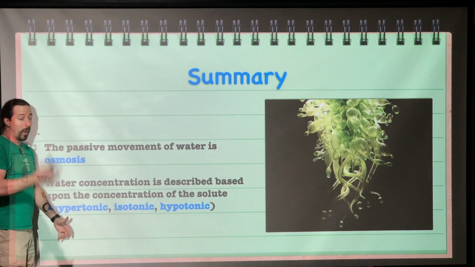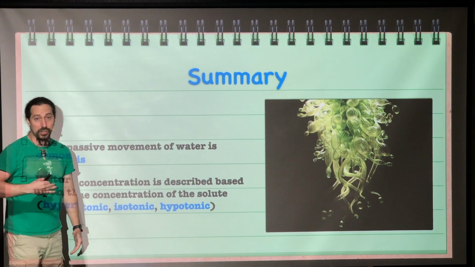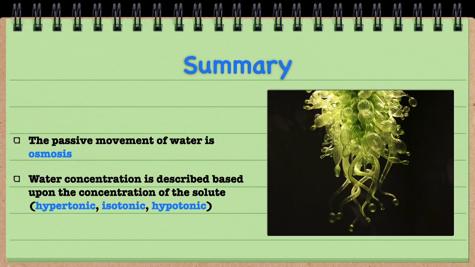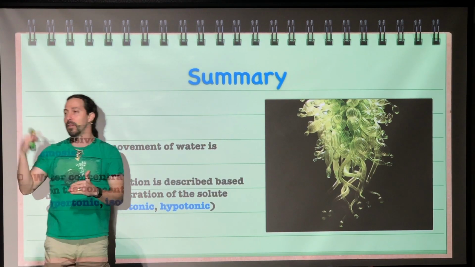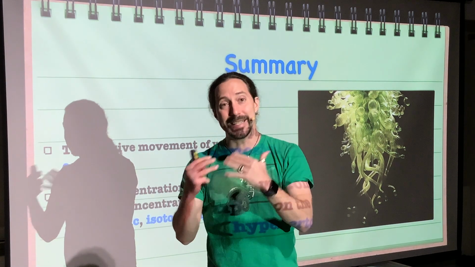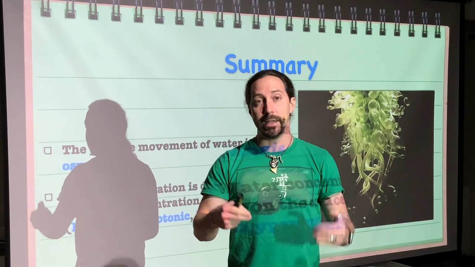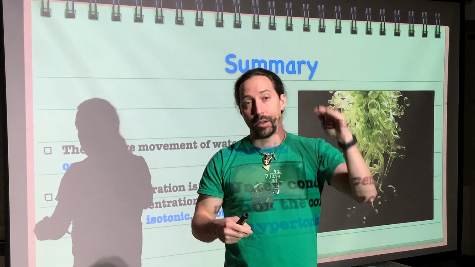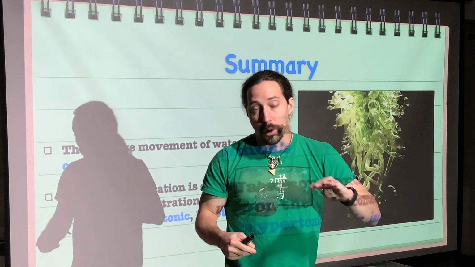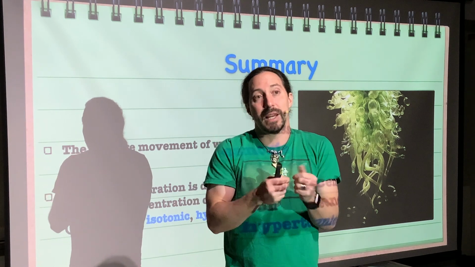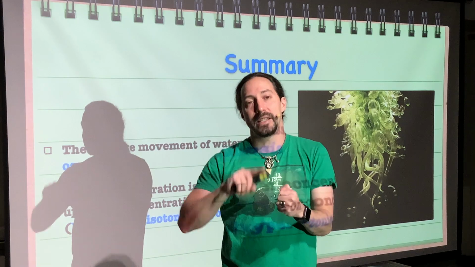And next, the way that we actually describe the concentrations is based upon the solute, which can get confusing because we're typically talking about the movement of the solvent. And so when we think about this, we have to remember that when we're talking about the tonicity, we are referring to the solute concentration being either higher on one side, equal on both sides, or lower on one side. And if the solute concentration is any one of those, that means the solvent concentration is the opposite.